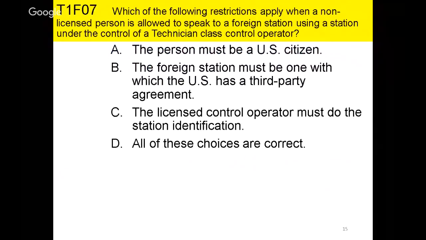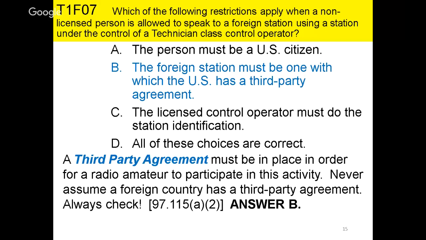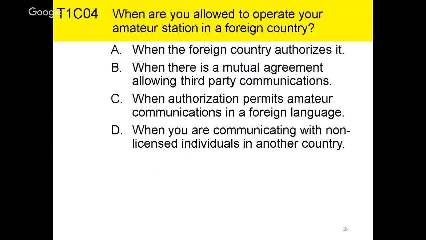Which of the following restrictions would apply to a non-licensed person who is allowed to speak to a foreign station using the station under control of a Tech class control operator? The answer to this is very easy. The foreign station must be one with which the U.S. has a third-party agreement. Again, that's your longest answer there. So you have to have a third-party agreement, just to reinforce that.